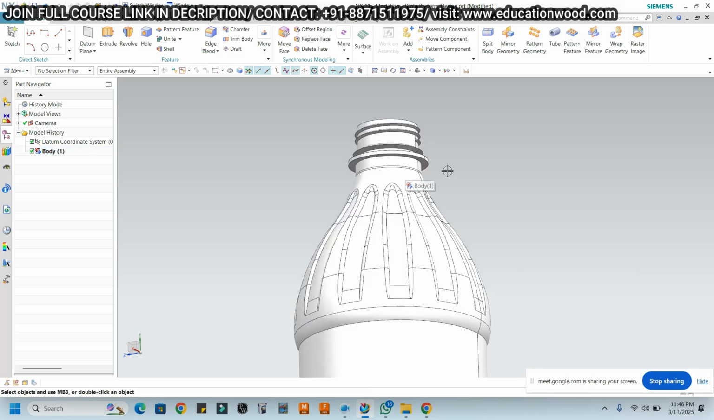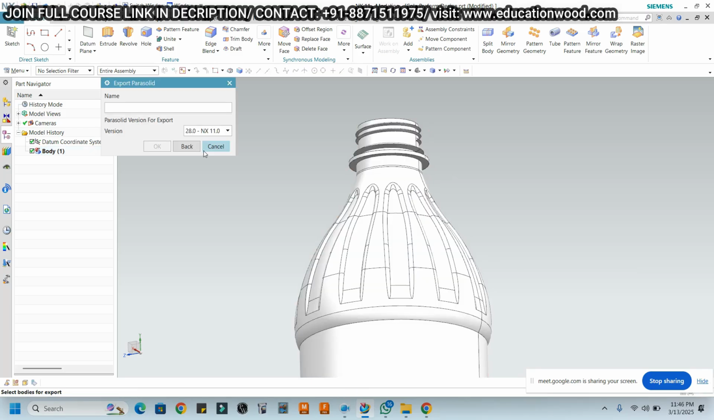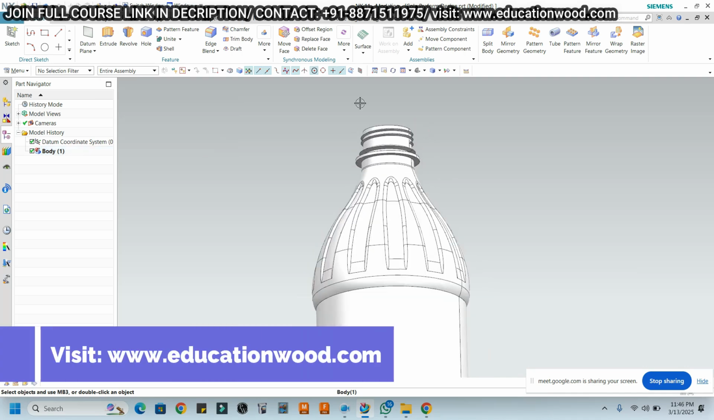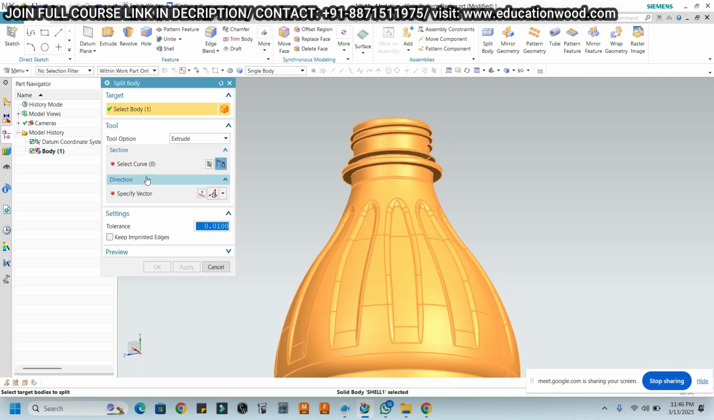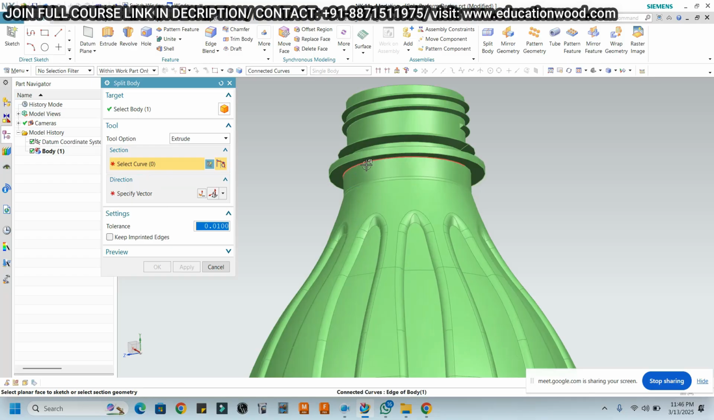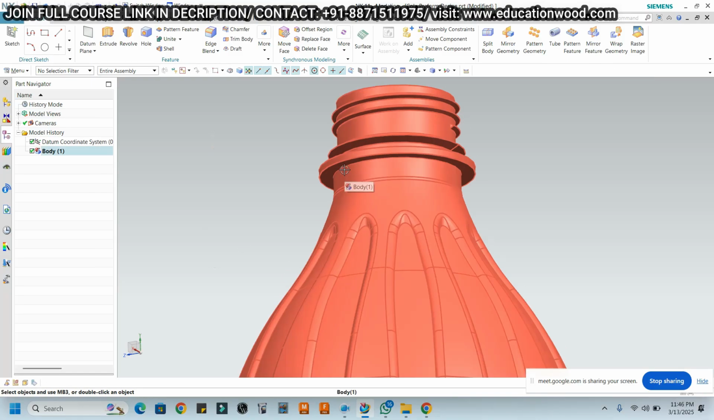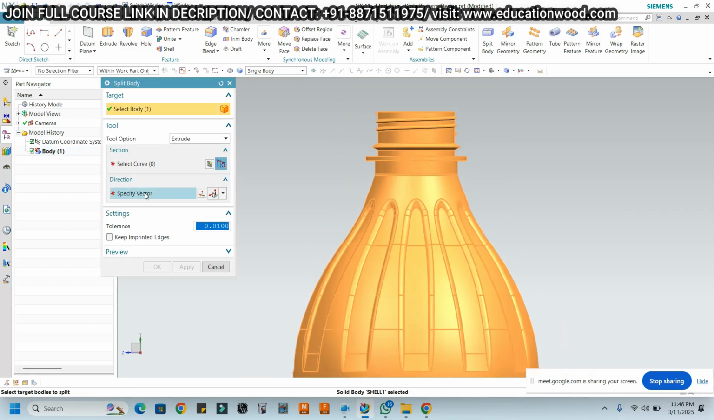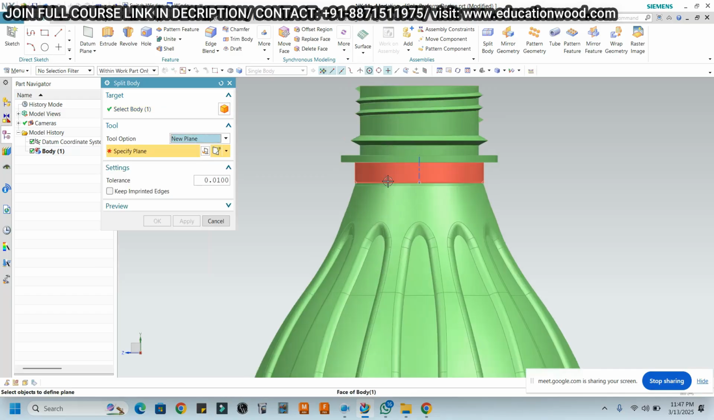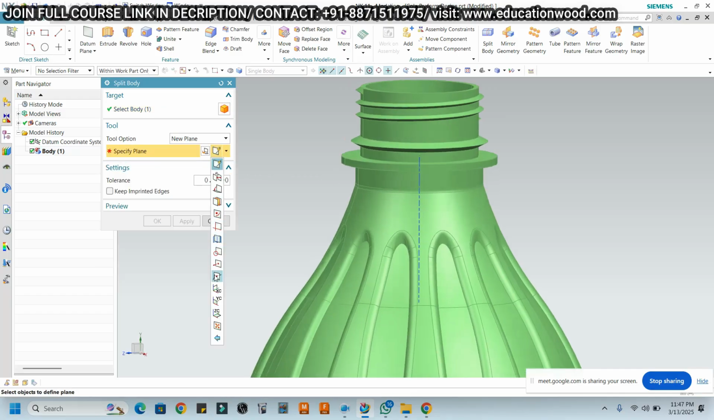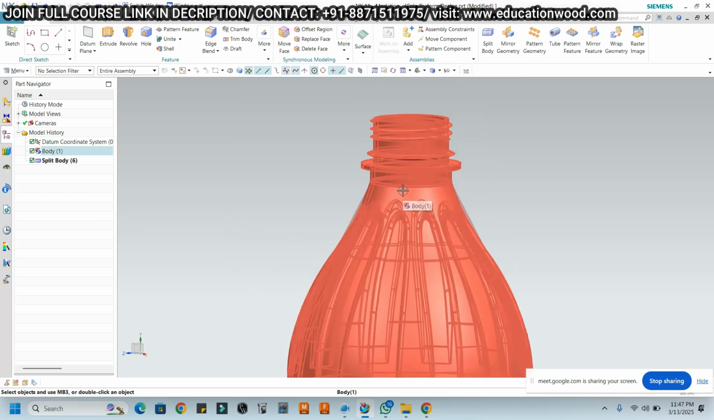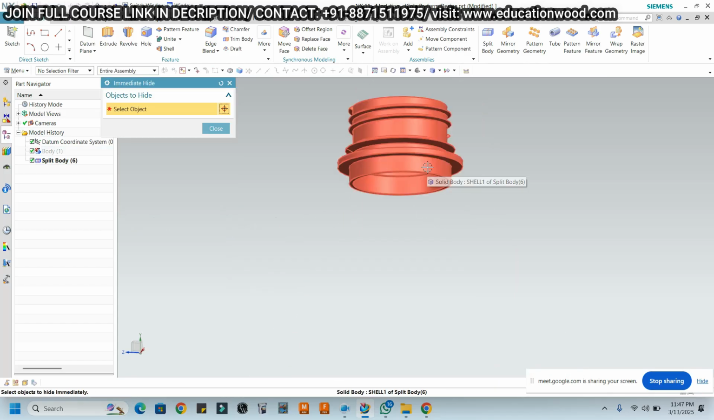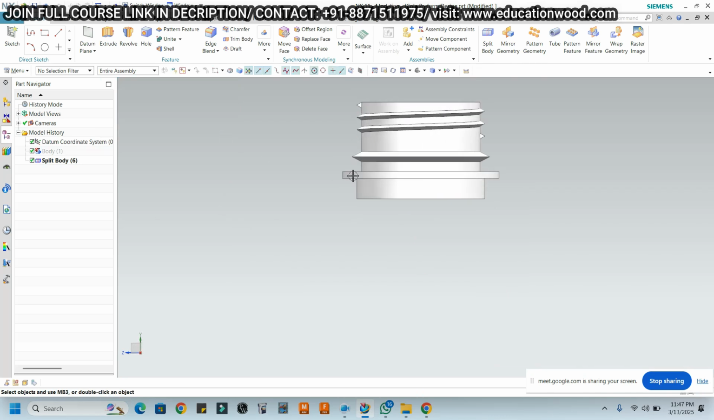Okay, so just 1 minute. I'm just hiding this. This is the neck portion. I'm using new plane, point and direction. I will take this one and click OK. From the neck portion we need to consider 96 length. What is the purpose of neck here?